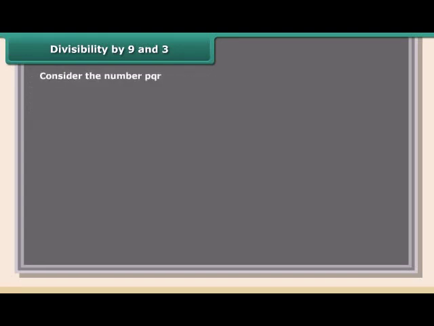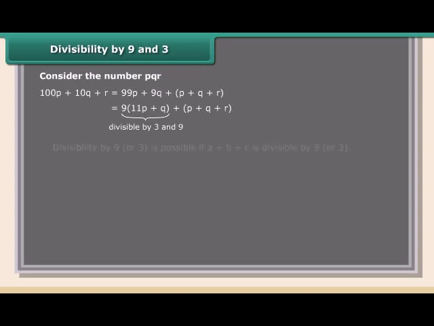Consider the number PQR. 100P plus 10Q plus R is equal to 99P plus 9Q plus P plus Q plus R, which is equal to 9 into 11P plus Q, divisible by 3 and 9, plus P plus Q plus R. Divisibility by 9 or 3 is possible if P plus Q plus R is divisible by 9 or 3.